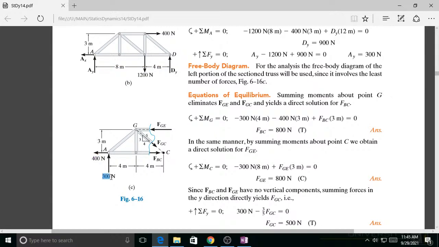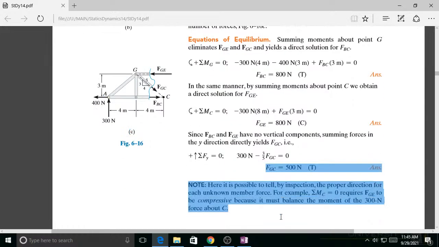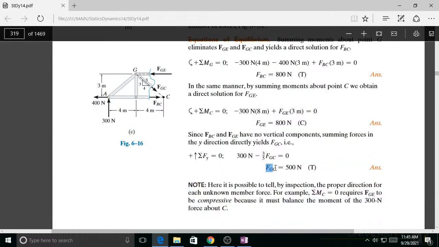He's got the 400, 300. He sums the moments obviously about C, and then you can turn around and sum them about G. So he first did G, and then secondly did C. Then he summed the forces in the Y, and the reason being is he's got to deal with that one, the FGC, that one. Well, I'm not having a good look here.